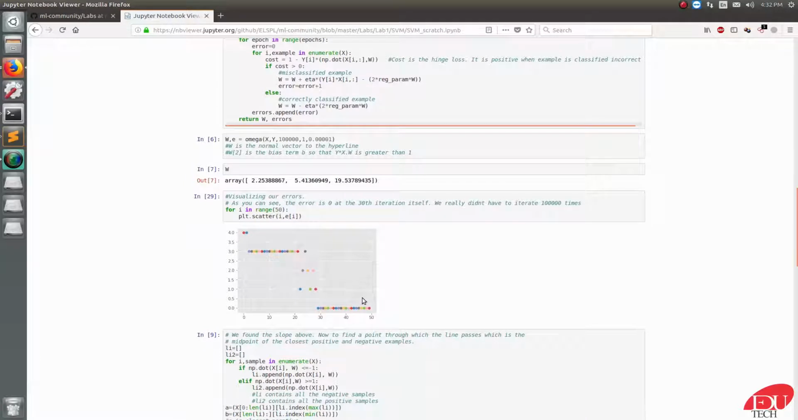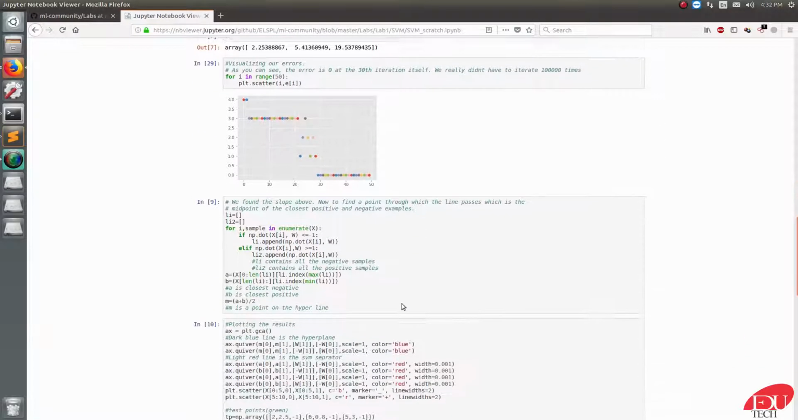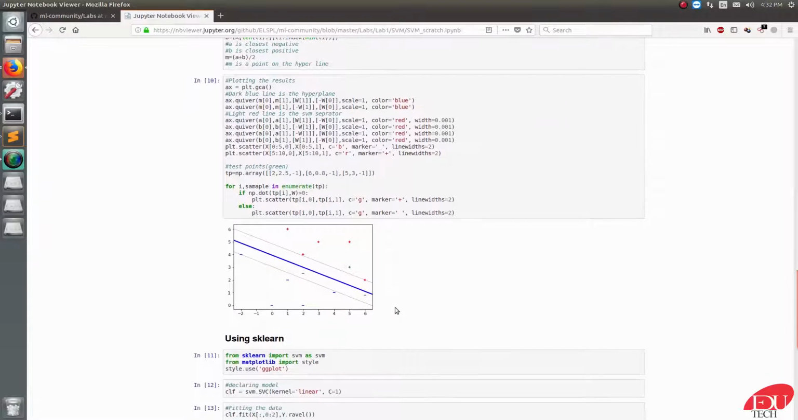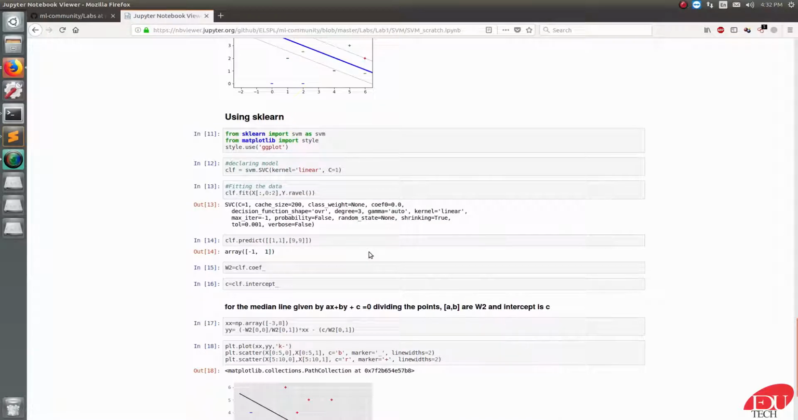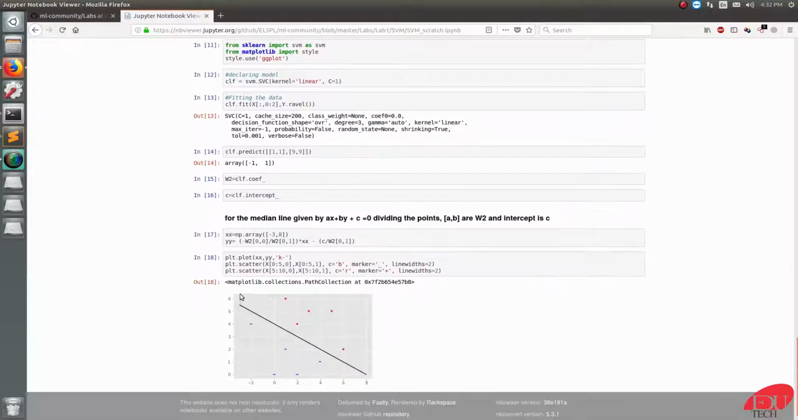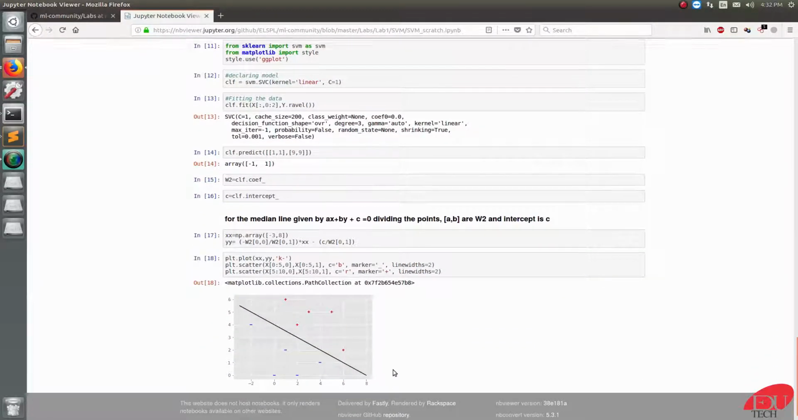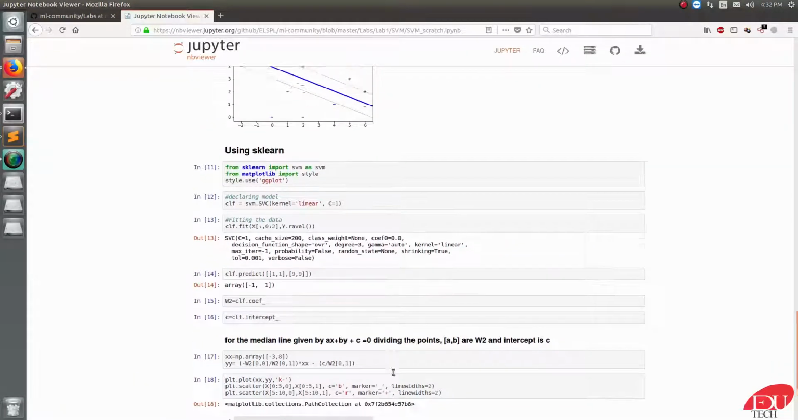This is an error graph. So we have used the hinge loss function here. The error decreased from 4, then 3, then 2, 1 to 0. And this is our line which our algorithm generated. Green points are some testing points which I had added just for fun. Then there is sklearn again. You use sklearn to generate the same line which we got using our scratch algorithm.